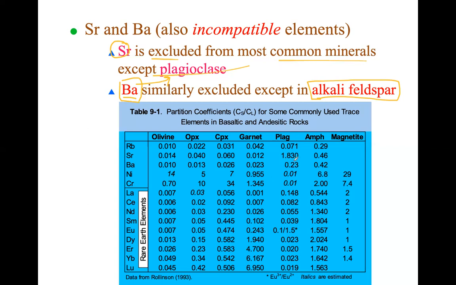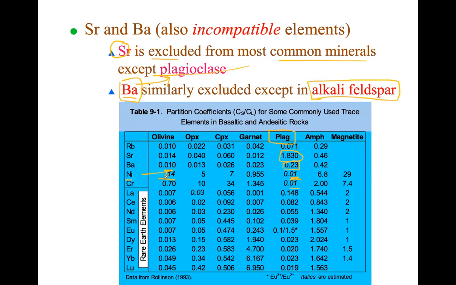So here you see 1.8 as the partition coefficient for strontium, and barium is 0.23, right? Still okay, right? It's not like 0.1 or something. If it is like that, then they have no preference, right? For example, nickel has a 0.1 partition coefficient for plagioclase. That means the nickel does not like plagioclase anyway, right? For olivine, it's 14.